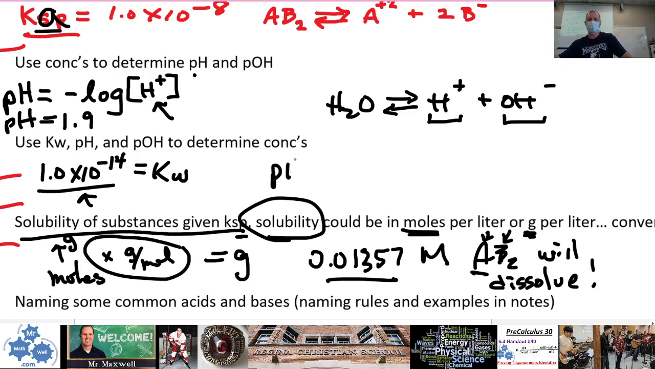pH, this is another one. pH plus pOH, what does that equal? 14, very good. And that 14 comes from this, right? Very good.